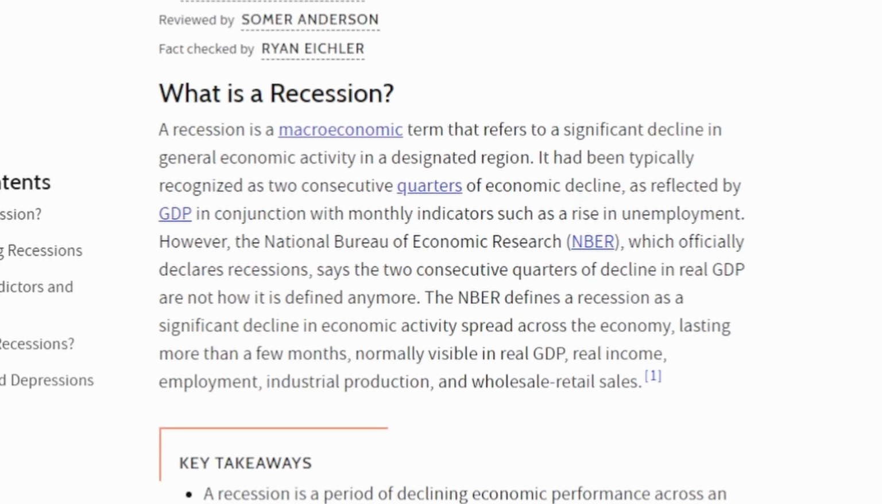However, the National Bureau of Economic Research, or the NBER, which officially declares recessions, says the 2 consecutive quarters of decline in real GDP is not how it is defined anymore. The NBER defines a recession as a significant decline in economic activity spread across the economy, lasting more than a few months, normally visible in real GDP, real income, employment, industrial production, and wholesale-retail sales.